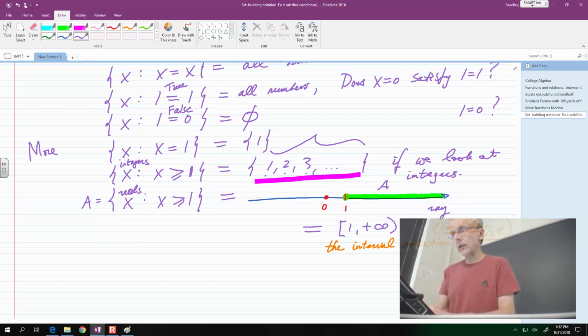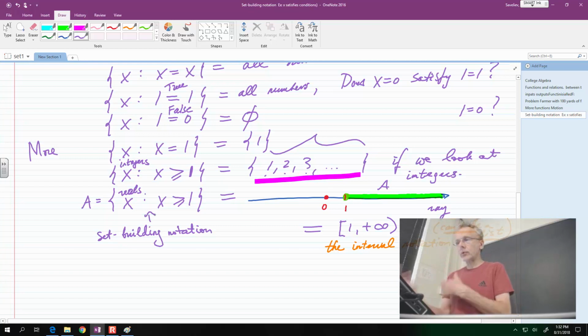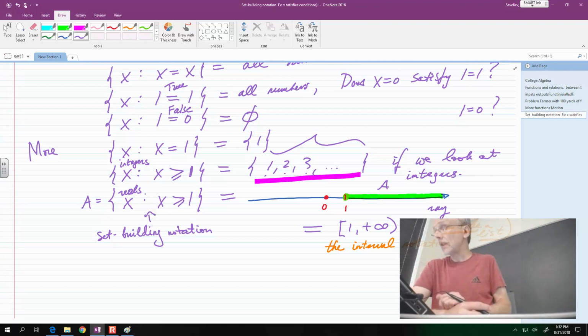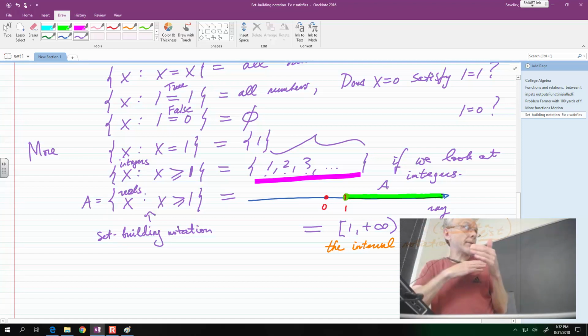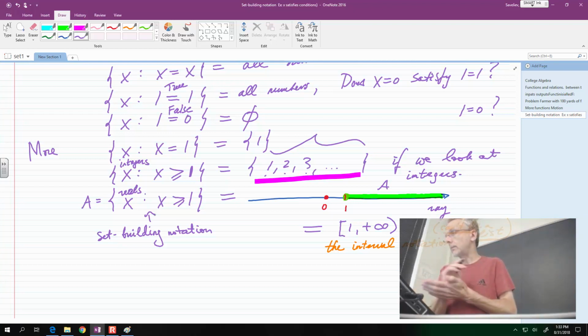the set building notation. So this is set building notation. That works every time. It's like you pose a question and you have an equality. But on the other hand, the one on the right is more compact. And the link to the picture on the right, I hope, is clear. So you put a point, or rather a number, and then everything to the right, rather than just writing every number larger than 1, looks like an interval.